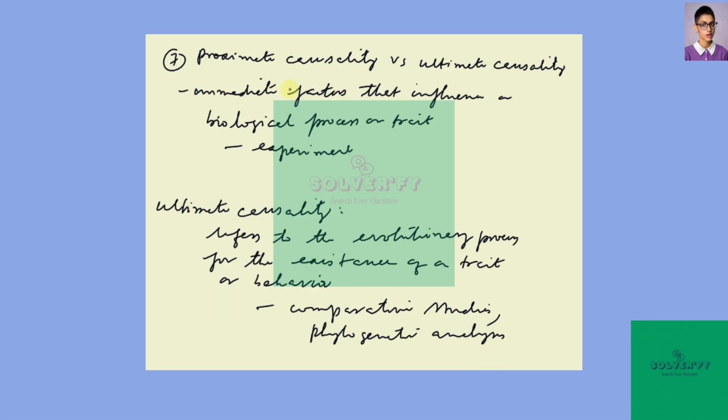Another question asked is to contrast proximate causality versus ultimate causality. Proximate causality refers to the immediate factors that influence a biological process or trait, and hypotheses of proximate causality can be tested through experiments that manipulate or measure the immediate factors involved, while ultimate causality refers to the evolutionary process for the existence of a trait or behavior, and it can be tested through comparative studies, phylogenetic analysis, and other methods that examine the evolutionary context of a trait.